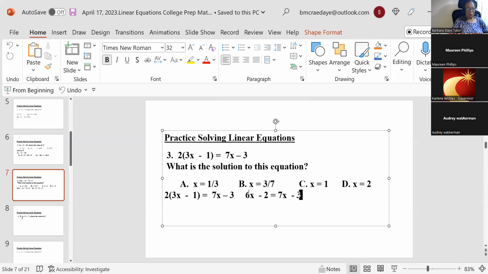We want to get our variables together and our constants together. So what do you do next? You want to do two things here, Audrey. You want to get the 6x with the 7x. You want to get the -2 with the -3. So think of your inverse operations. You want your x on the left. So how do you get your 7x on the left side? You divide.